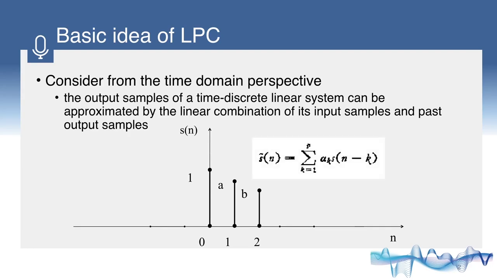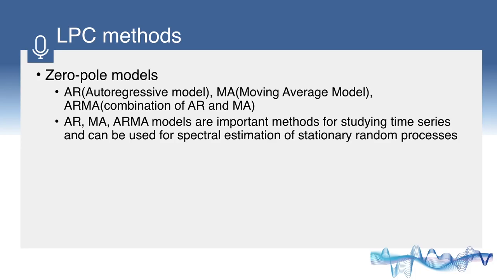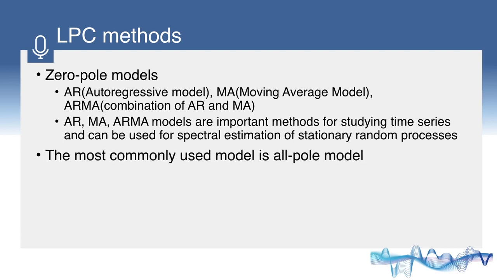The expression of s(n) by a series of sequences s(n minus k) is just one form of linear regression. This kind of prediction is also called an autoregressive model. There are three zero-pole models which are important methods for studying time series: AR, autoregressive model; MA, moving average model; ARMA, a combination of AR and MA. The three models can be used for spectral estimation of stationary random processes. So far, the most commonly used model is the all-pole model.